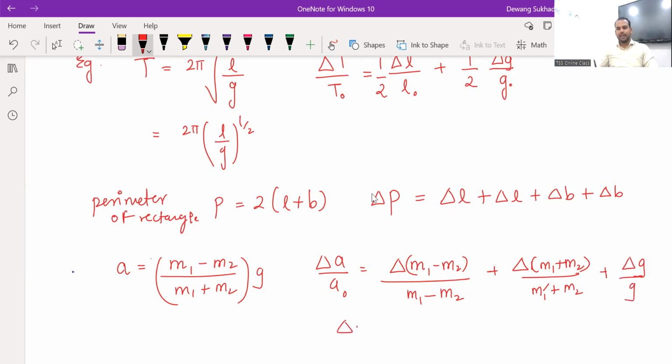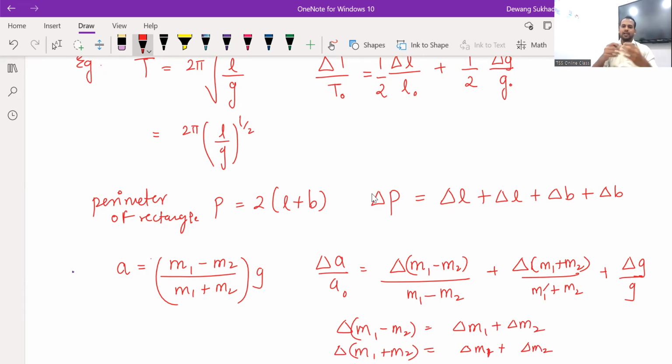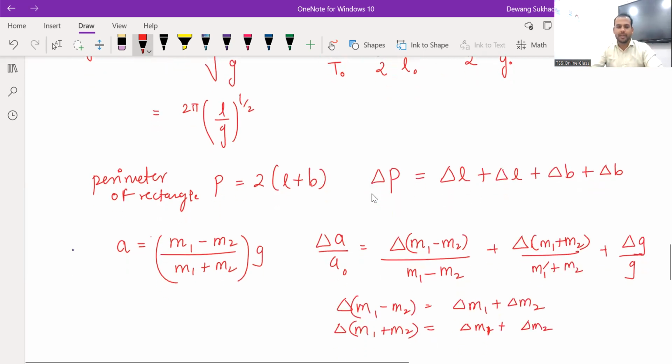Now how can we find delta of M1 minus M2? Since it is subtraction, we will just add the uncertainty of M1 and M2 like that. Similarly, if it is M1 plus M2, we can take this. Okay. So this is how we do it if there are multiple terms in the numerator, adding or subtracting.